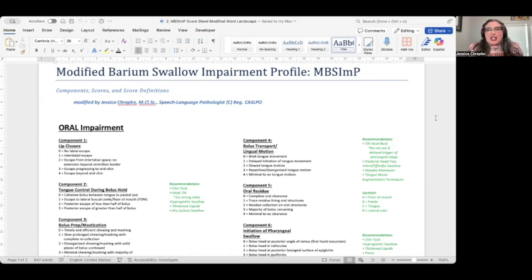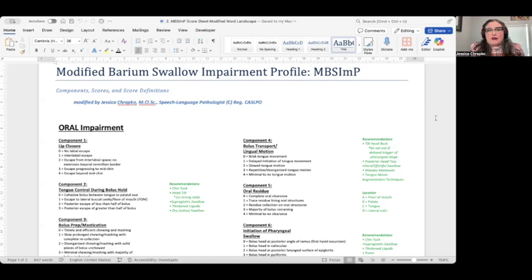The continuing education course I took was the Modified Barium Swallow Impairment Profile, or the MBS-IMP, and this is a systematic way of evaluating video fluoroscopic imagery of a swallowing assessment. This means that my clients are assessed by mixing barium with various food consistencies, and then a video x-ray is taken while they chew and swallow.